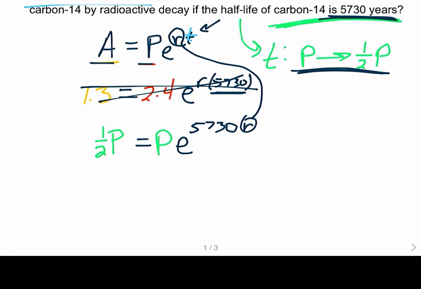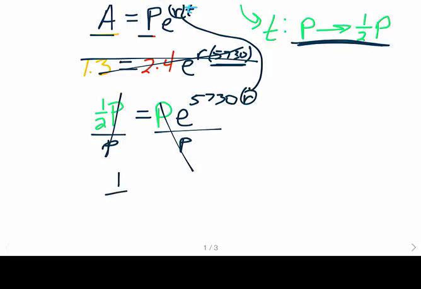So, our steps at this point are going to be to isolate the e and then solve for the variable that's in the exponent. I think I just heard you say logarithm. So what we're going to do is divide both sides by P. And since the P goes away entirely, we're left with 1/2 is equal to e^(5,730r). It actually doesn't matter how much you started out with for this half-life business. Half of what you started with is half of what you started with, no matter how much you started with.